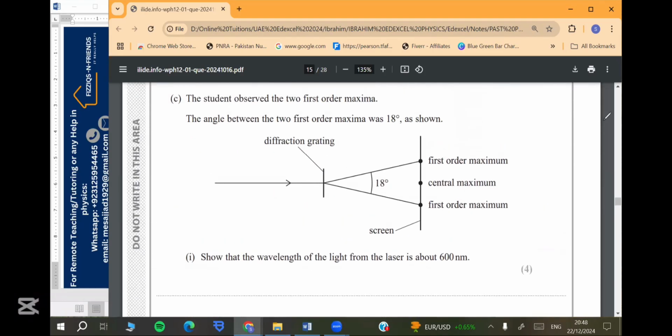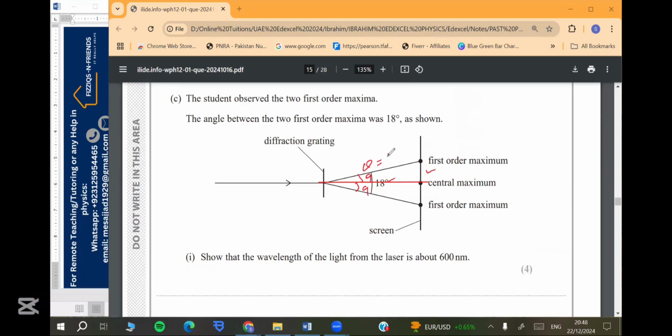Now they have given you exactly the same. The student observed the two first order maximum. The angle between the two first order maximum was 18 as shown. State that the wavelength of the light from the laser is about 600 nanometers, okay. So we are going to split the angles as well. We will talk about this only.